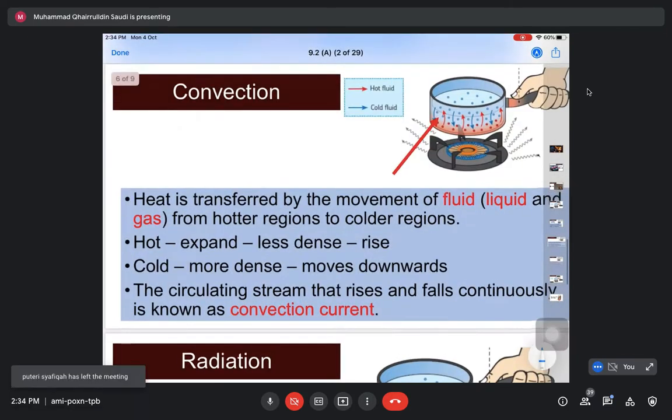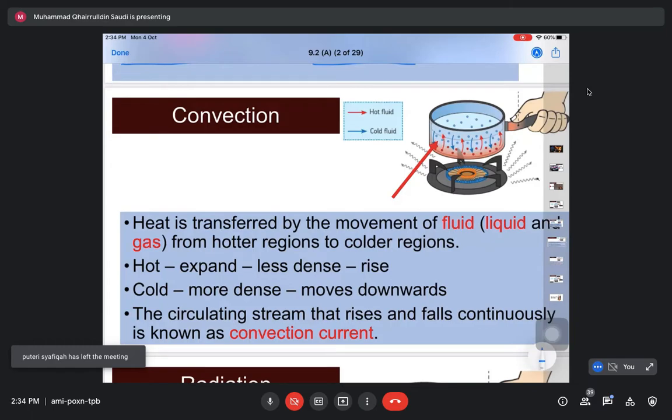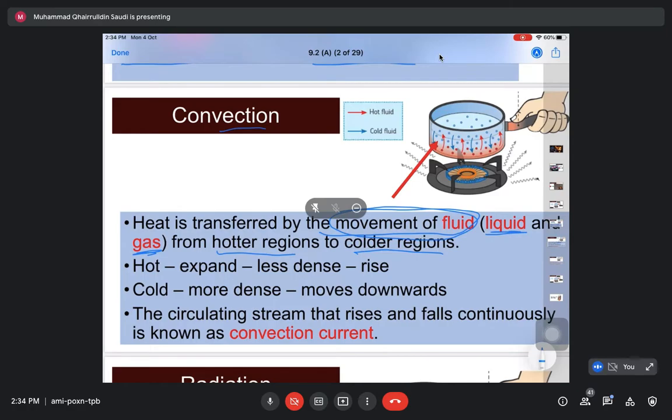is convection. Okay, convection pun adalah transfer of heat juga, but the transfer of heat happens by the movement of fluid. And fluid consists of liquid and gas. So meaning, if the heat is being transferred melalui udara ataupun liquid, okay, so the heat is being transferred using the convection method. From hotter regions to colder regions. Sama, mesti from hotter regions to colder regions. Okay, this is what the diagram shows. Okay, the red arrow is hot fluid while the yellow arrow is cold fluid.